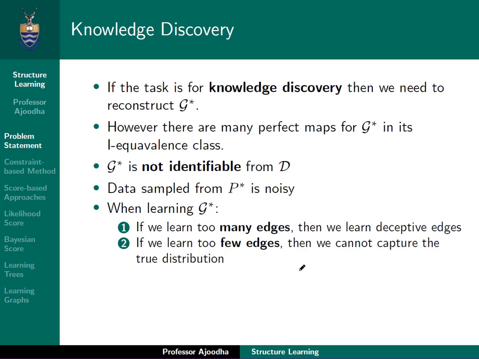So what do we mean by knowledge discovery? If we want to learn for knowledge discovery, which is learning the associations between variables, then we need to deconstruct G star, because that'll tell us how the actual variables manifest. So G star will say X influences Y, and so then we can take this as true that X influences Y.